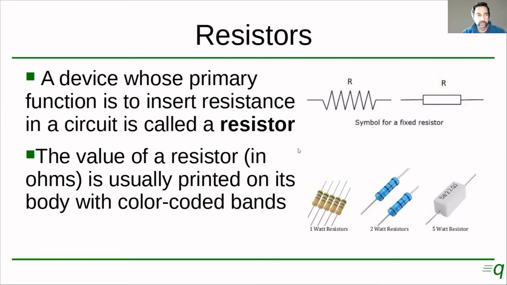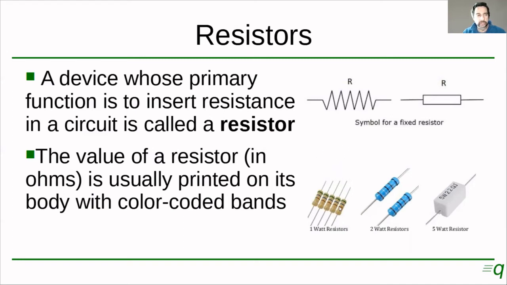So here we have the symbols for a resistor. It can be these two. The one on the left is more widely used in North America. The one on the right is more used in Europe. And the bottom pictures show the aspect of a resistor.